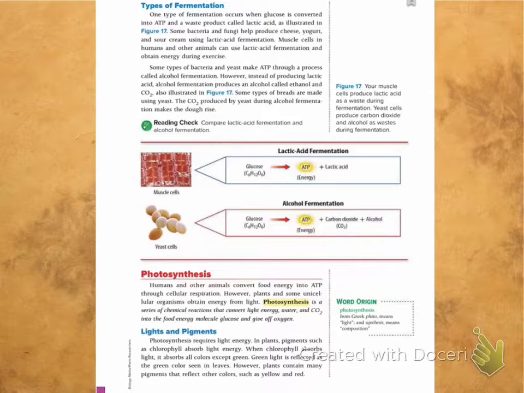Light and pigments. Photosynthesis requires light energy. In plants, pigments such as chlorophyll absorb light energy. When chlorophyll absorbs light, it absorbs all colors except green. Green light is reflected as the green color seen in leaves. However, plants contain many pigments that reflect other colors, such as yellow and red.